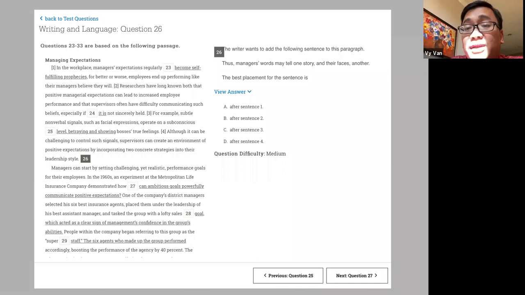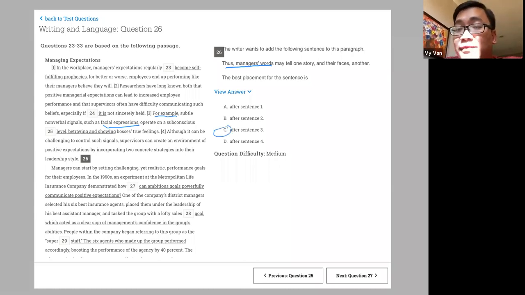So this one right here. For example, subtle nonverbal signals such as facial expressions operate on a subconscious level, betraying the boss's true feelings. And then here, this one follows very nicely with that. So the words may tell a story, but then the faces show something else. I'm very sure it's C, after sentence 3.